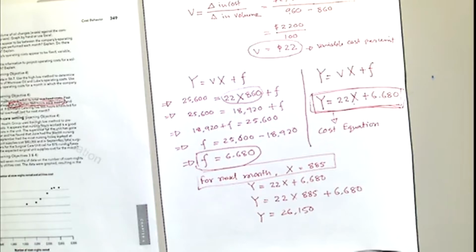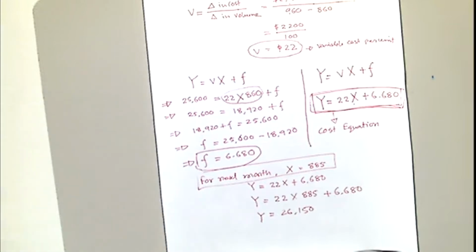Now we're going to do the same problem, but in a little different format. We're going to do another high-low method, okay? And for that one, you need to figure out the same thing, V, and then we're going to do F. Then we will figure out what our cost equation is. And then finally, if you need to do any prediction, you can do that.